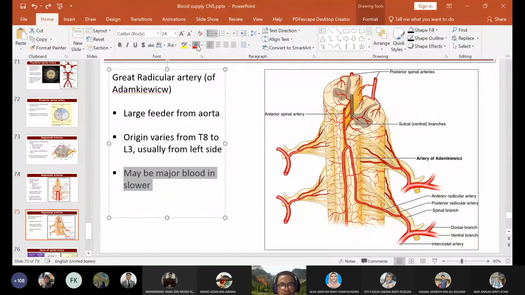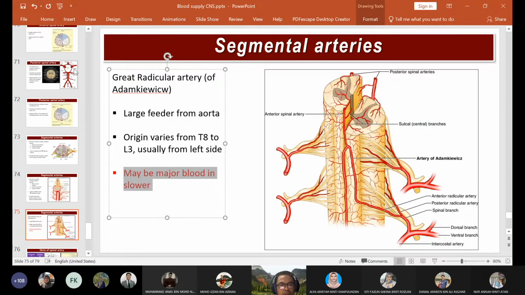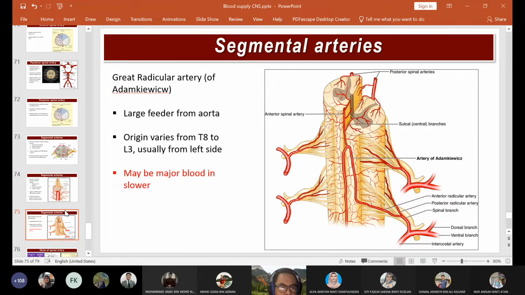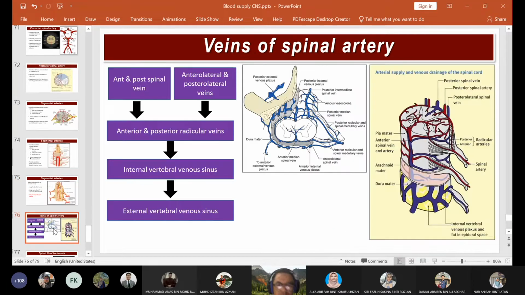Don't worry about this, it's not as important. But you have to remember the name of this great radicular artery of Adamkiewicz. It's coming from the aorta. Then the veins. That's all for the arteries, I kept it short.